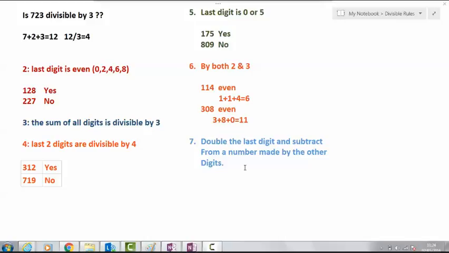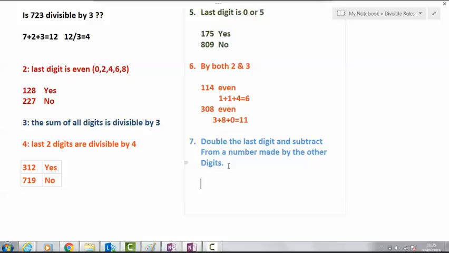7 is a tricky one because some people say that it doesn't have a divisibility rule, but it does. Listen to me. Double the last digit and subtract it from a number made by the other digits. The result must be divisible by 7. Let me repeat myself. Double the last digit and subtract it from a number made by the other digits. I think it's best to learn by having a few examples.